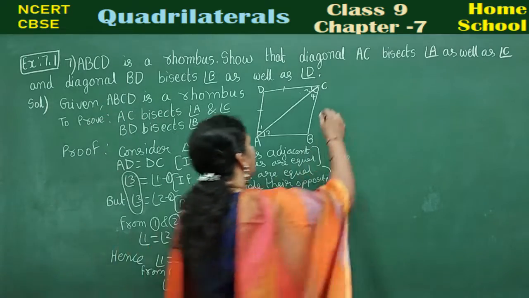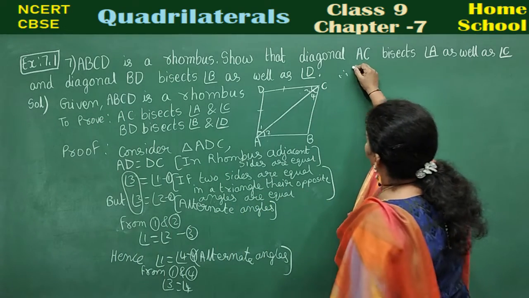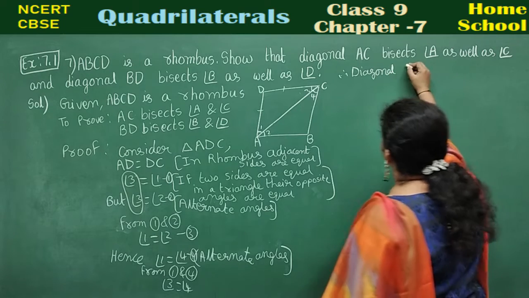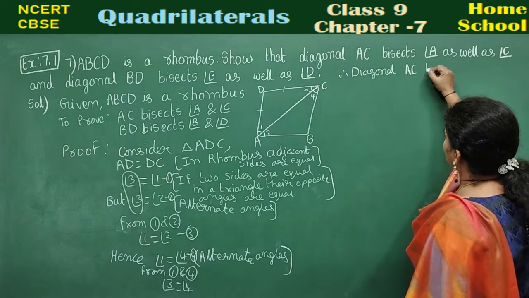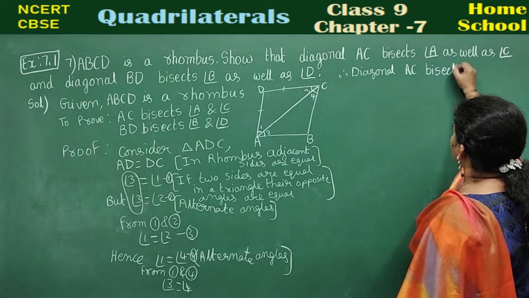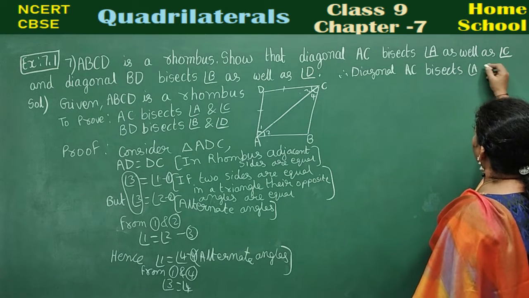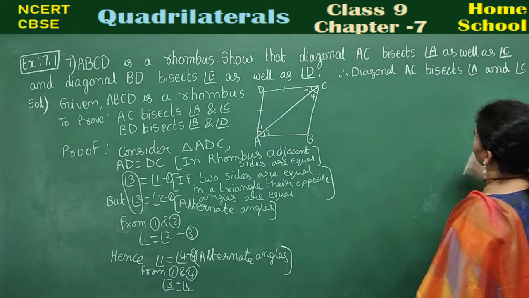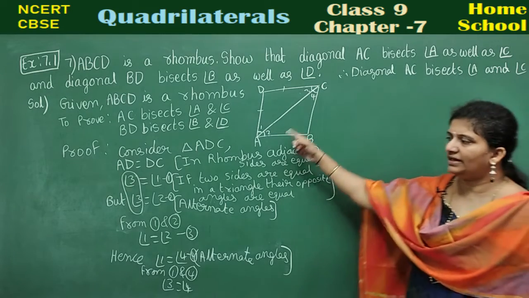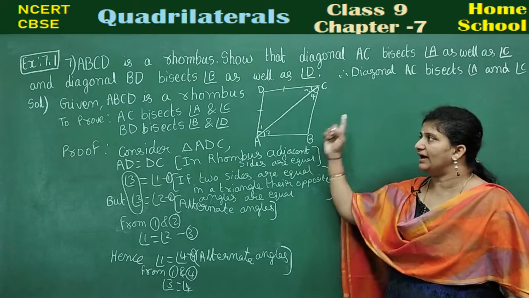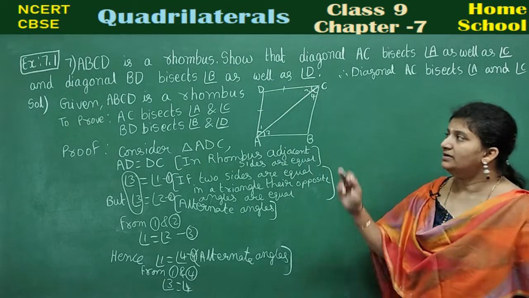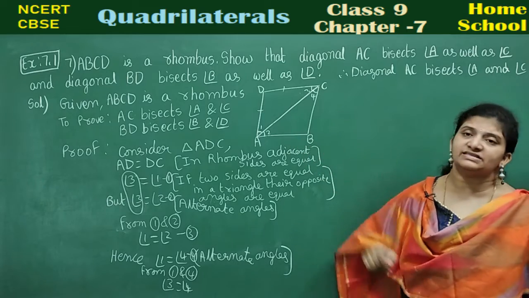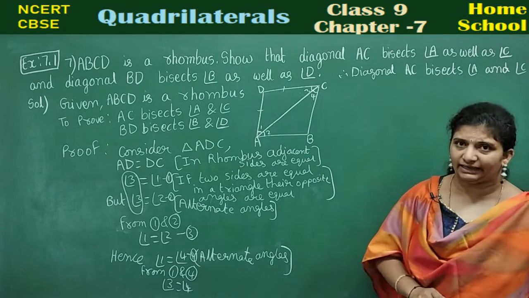Therefore, what is the statement you are going to write here? Therefore, diagonal AC bisects angle A and angle C. Right? One more part we need to prove, that is diagonal BD bisects angle B as well as angle D.